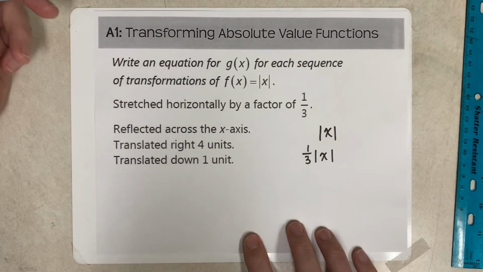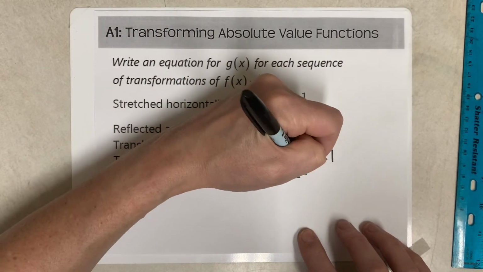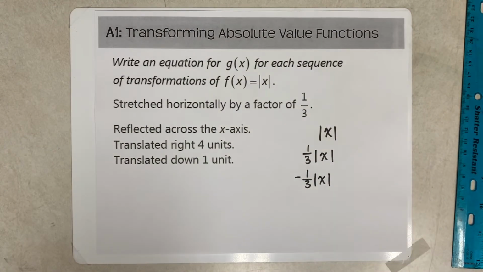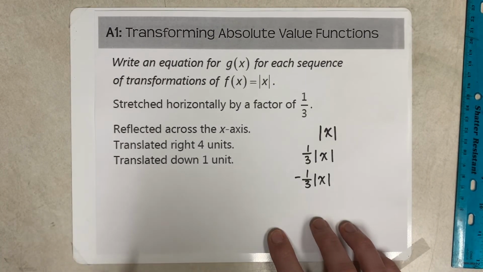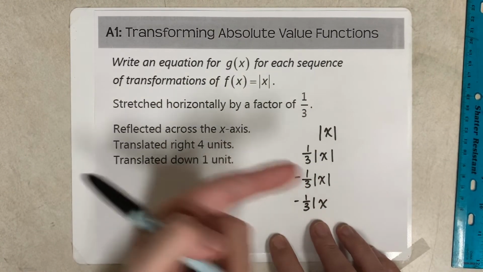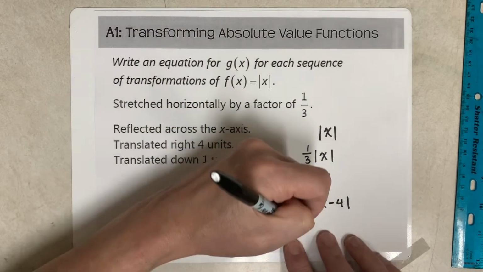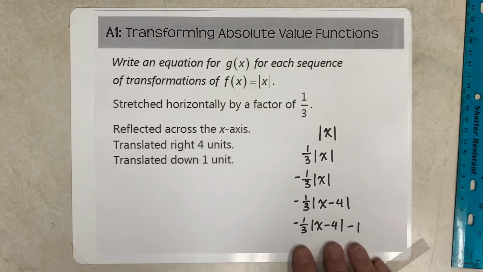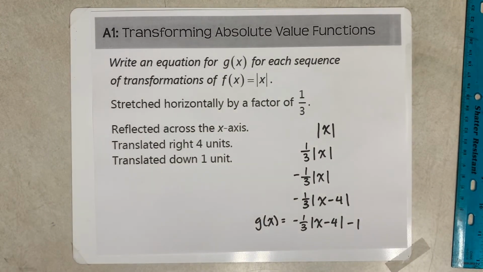Reflect it across the x-axis. Okay, so this time to do that, you just have to take the whole thing and put a negative in front, because you take the negative of all the terms. And there's only one term, right? So you just put a negative in front. Translate 4 units to the right. So negative 1/3. And if you're going to the right, you have to subtract. And so that would be minus 4. 1 unit down. Same thing. And then a minus 1 at the end. And then g of x equals. And we're done with that one.